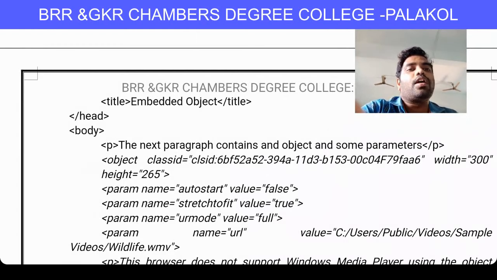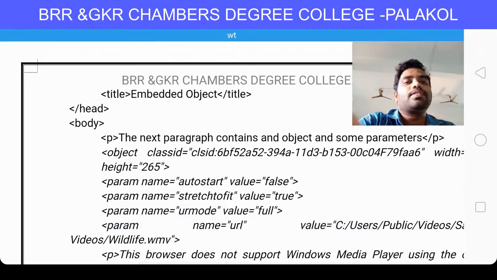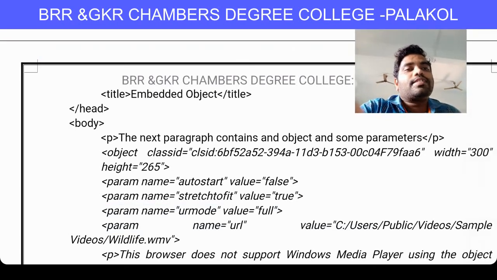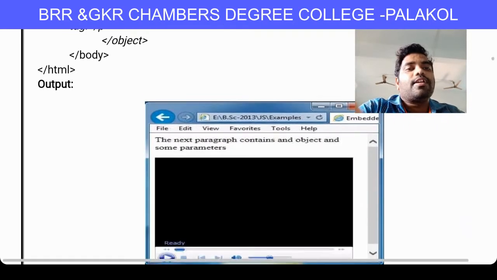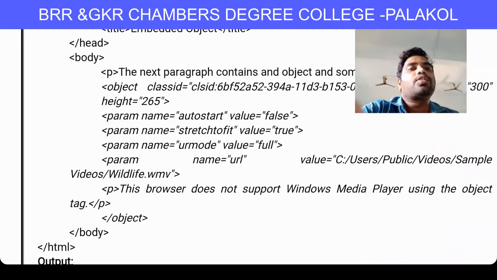Param name, autostart button. The previous object class id, the code is the representation, width and height. Clearly observe, this is the class id representation, width and height, the screen is the display. Next one, param name autostart, button is the display, value is false.